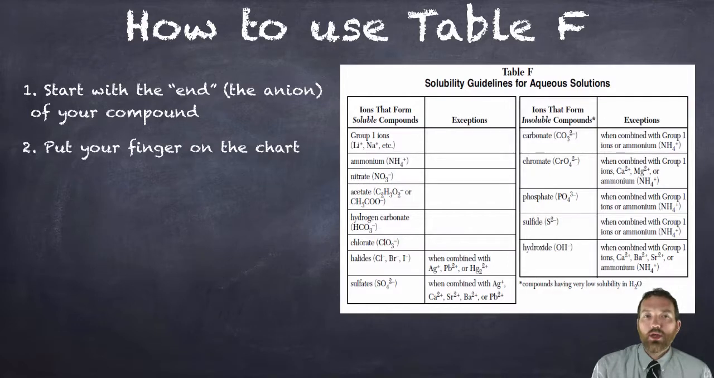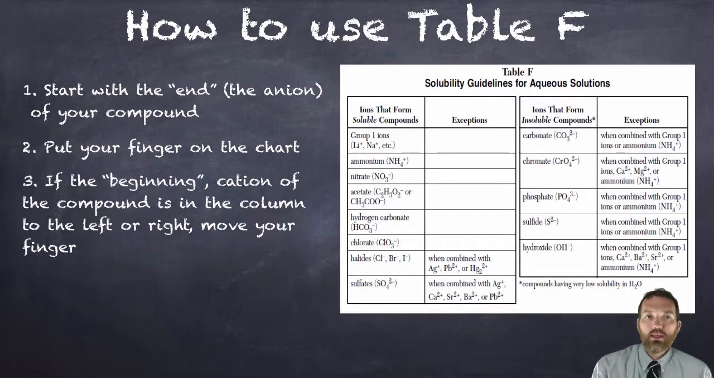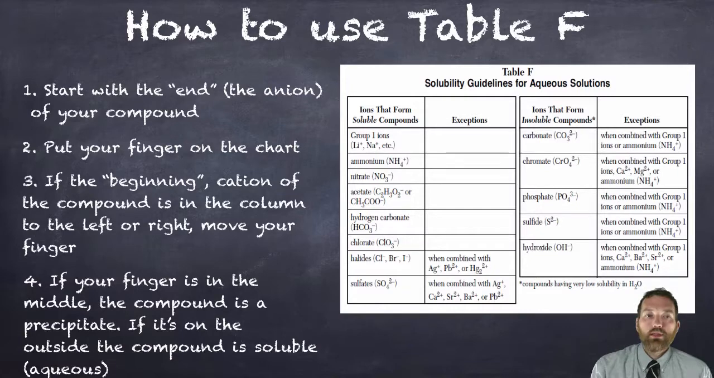Put your finger on the chart where that anion is. Then, if the cation of the compound is in the column to the left or the right, you move your finger either to the left or the right. If your finger is in the middle, the compound is a precipitate. A precipitate, remember, is insoluble.